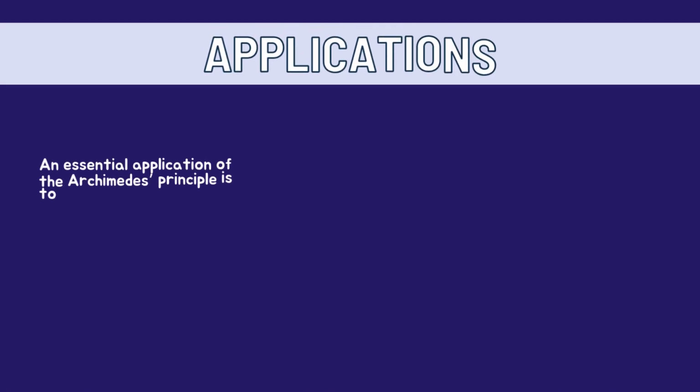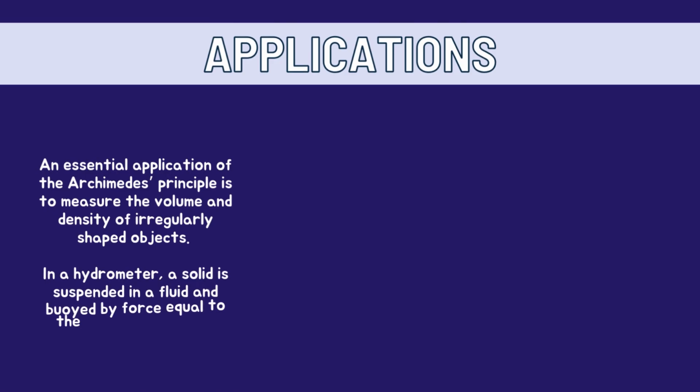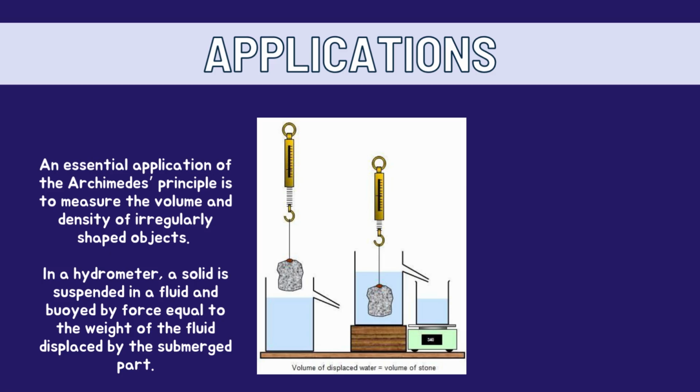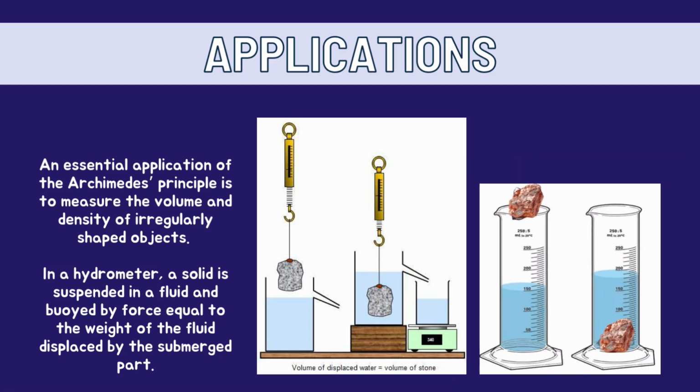One important application of Archimedes' principle is in measuring the volume and density of irregularly shaped objects. Since we cannot easily calculate their volume using formulas, we use fluid displacement instead. Instruments such as a hydrometer work based on this principle, where the buoyant force balances the weight of the object.